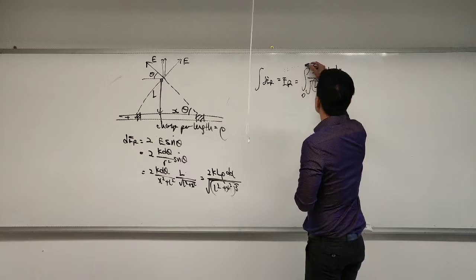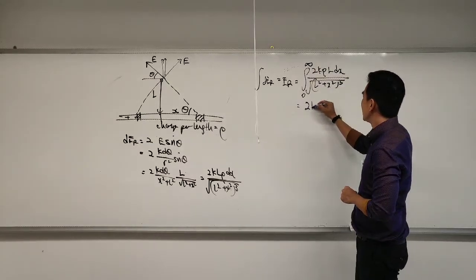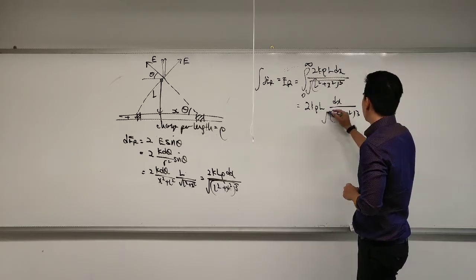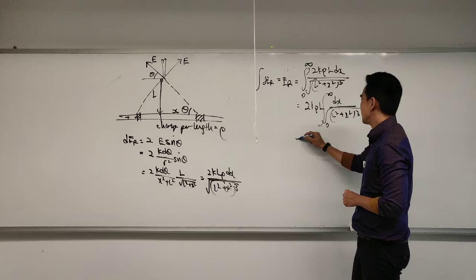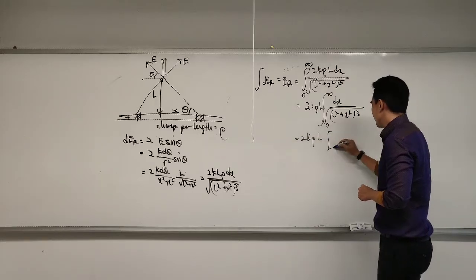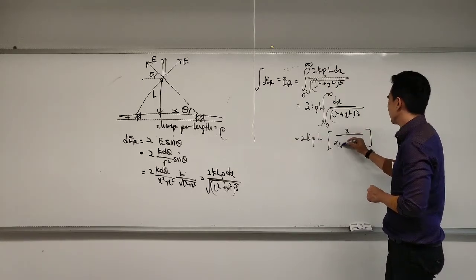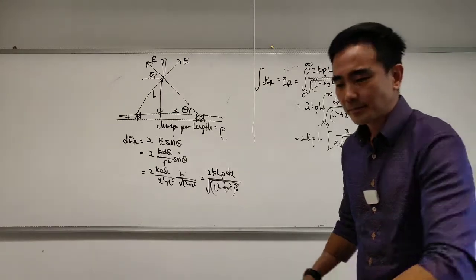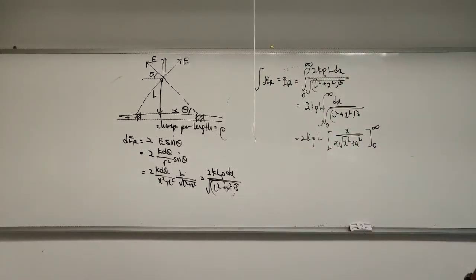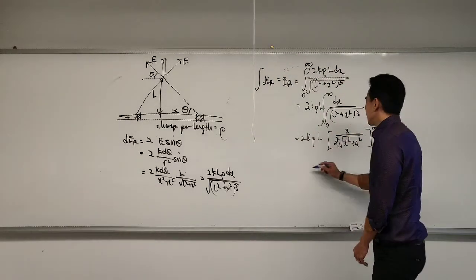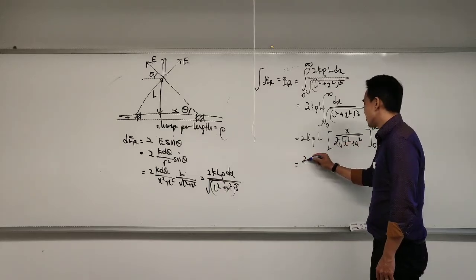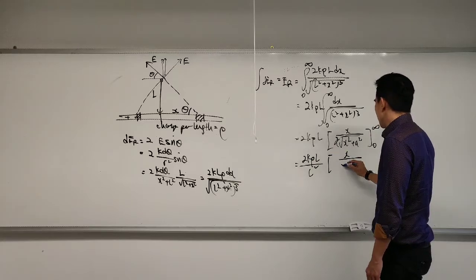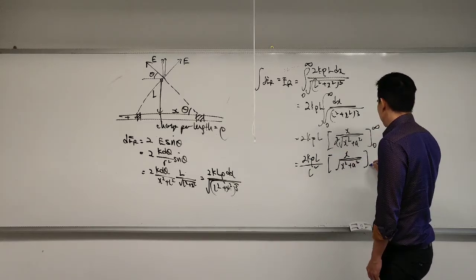Alright? So we can bring this out: 2k rho L times the integral of dx upon (L squared plus x squared) to the power of 3/2, from 0 to infinity. And there's a standard integral that you can use. I think it is this. Let's do a quick check to see whether it's correct. It is x upon a squared, not a. So therefore, this a over here is L. It becomes 1 upon L squared, times the bracket x over the square root of x squared plus a squared, from 0 to infinity.